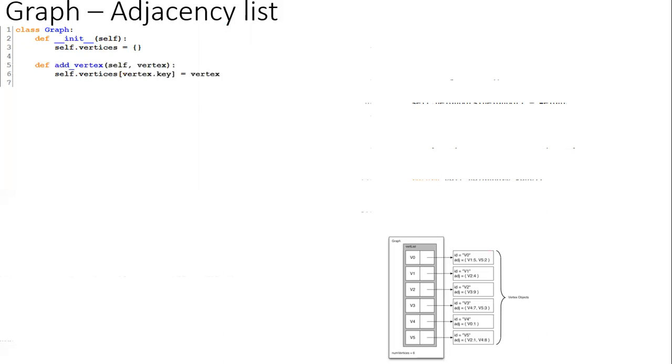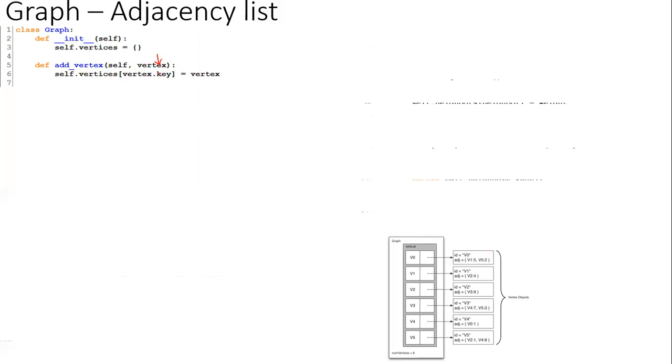So the first method we have is called the add underscore vertex method. Using the add underscore vertex method, we can fill in this dictionary. For this, we pass a vertex object. What is a vertex object? I'll tell you when I discuss the second class.